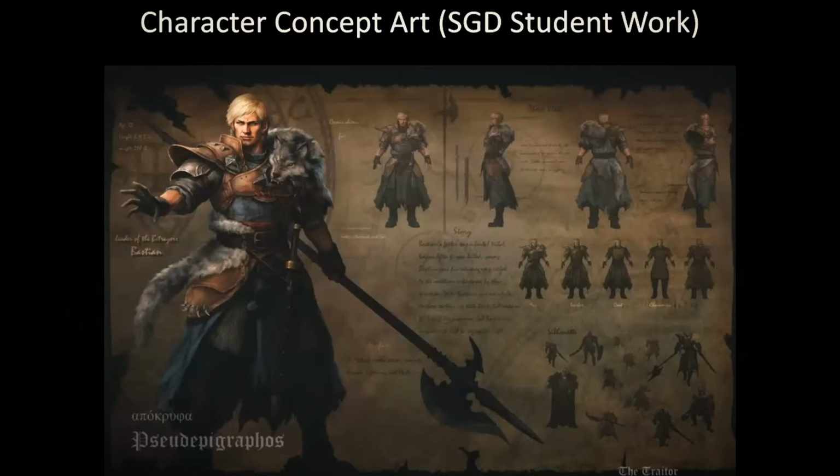But this is an example of student work. And you can see that this is on par with what I just showed you from Overwatch, because that's what we do. We train people to become professional level concept artists. So let's flip through. And just a quick question while that's coming through.